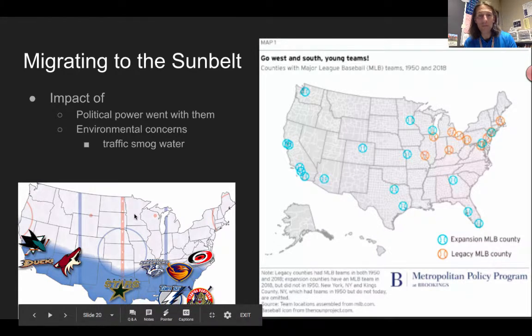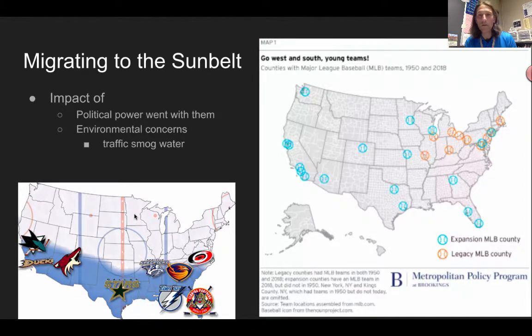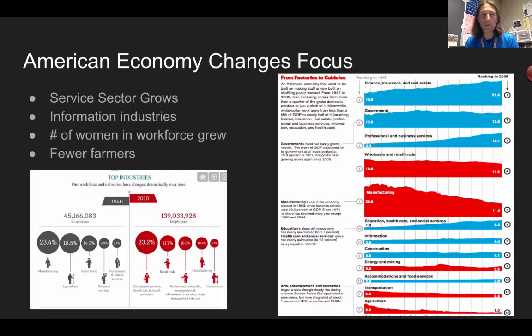The Dallas Stars used to be the Minnesota North Stars, so Minnesota loses a hockey team traditionally known for hockey, and it's going to go to Dallas. So it goes to show how the population moving is going to impact professional sports as well.